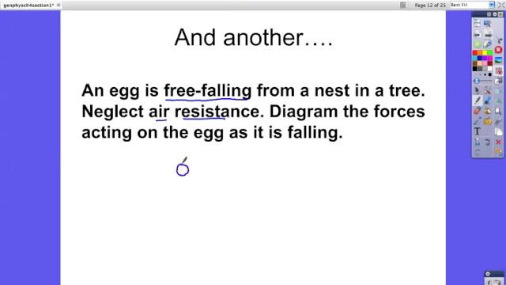Here's our egg, and if it's only under the influence of gravity, well, there's our gravitational force, and there is nothing else. If there were air resistance, I would draw an upward arrow representing the air resistance, but there isn't any.